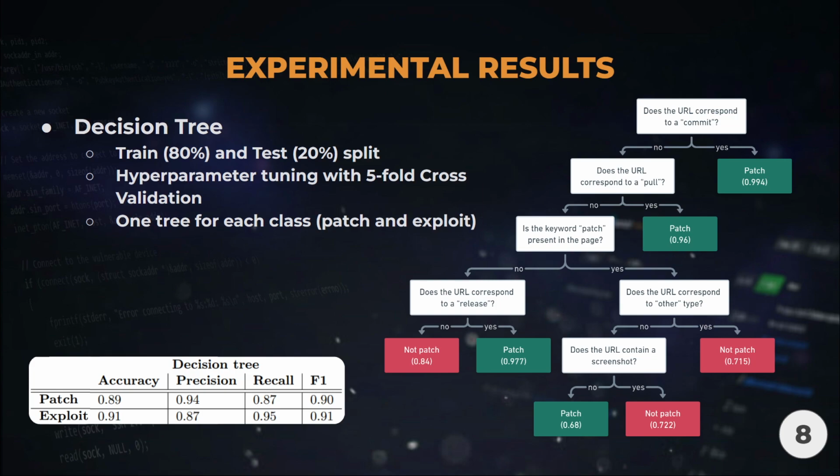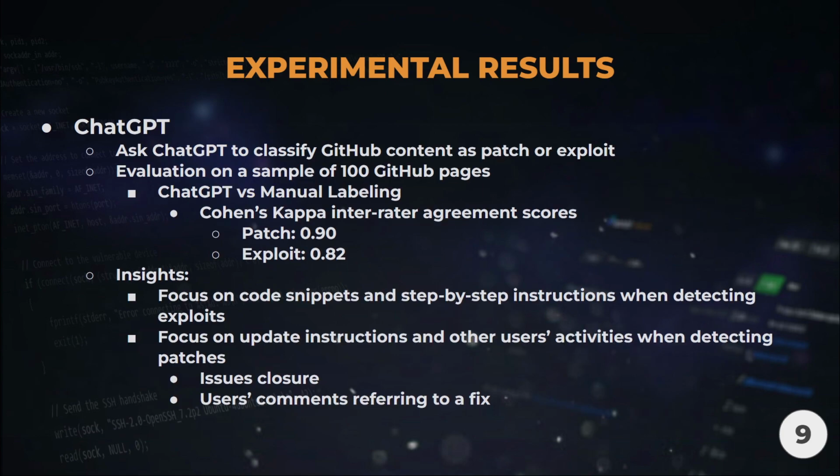For instance, we learned that the most important feature to detect the presence of patches on GitHub pages is the URL type. So commits and pull requests typically are evidence of patches instead of exploits. And also we notice the presence of keywords, and so keywords can also be relevant to predict exploits and patches on GitHub pages. And you can see here also the screenshot. So typically screenshots represent evidence of exploits instead of patches.